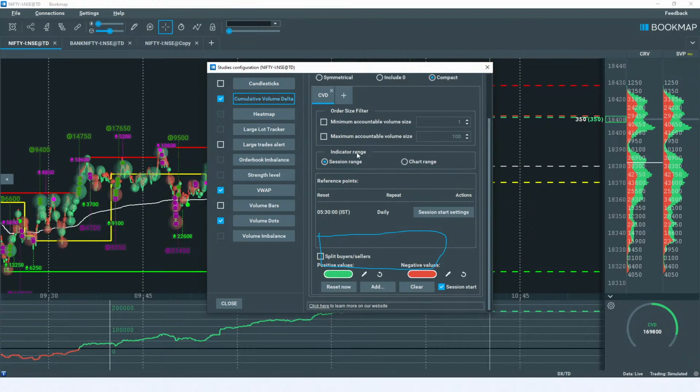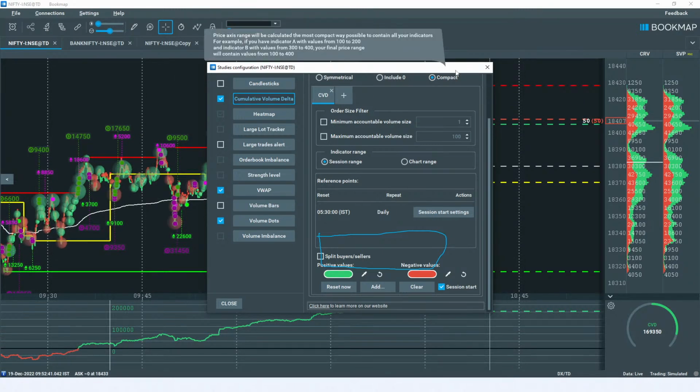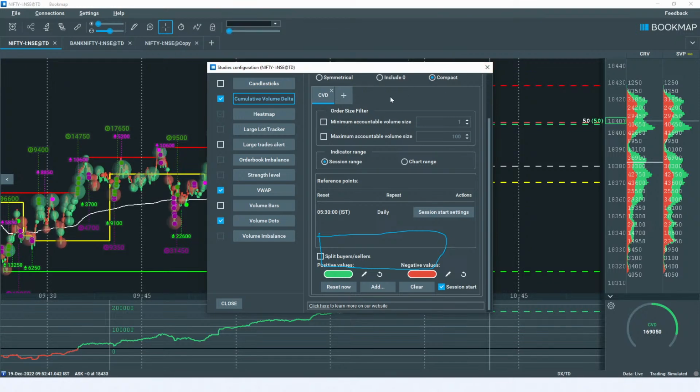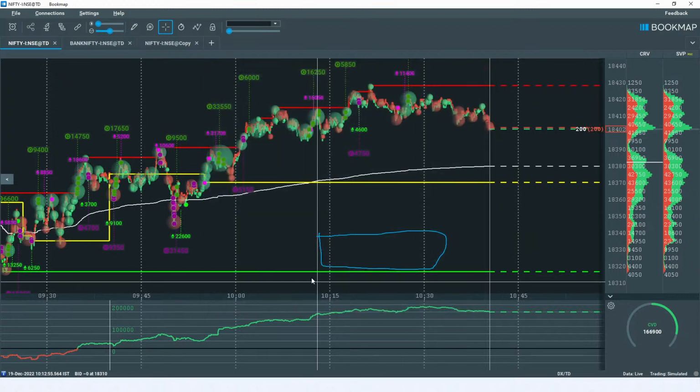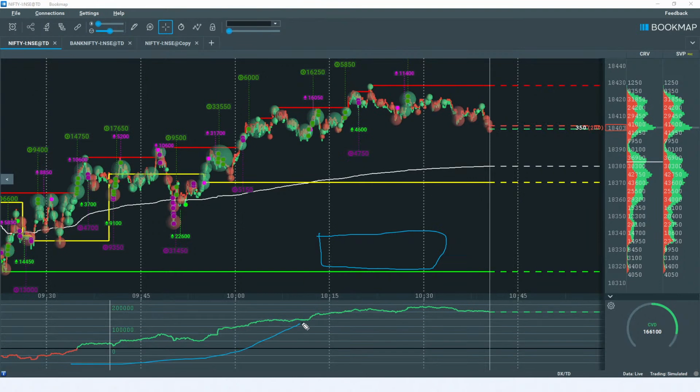And cumulative volume delta, I'll try to explain it in a separate session, and I have already explained it in the last session. So if you are already a Bookmap user, you can watch the previous session. There I have explained about the CVD, so I'll try to cover it in the next week probably. There are different settings on it. Basically, cumulative volume delta will also help us to identify the behavior of the overall movement.